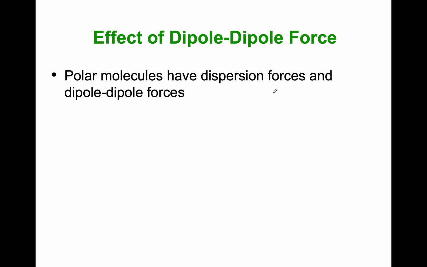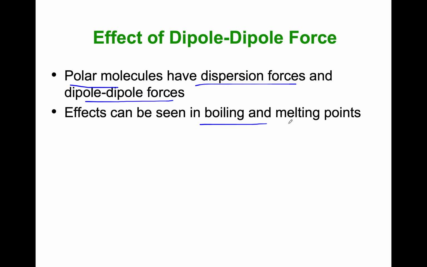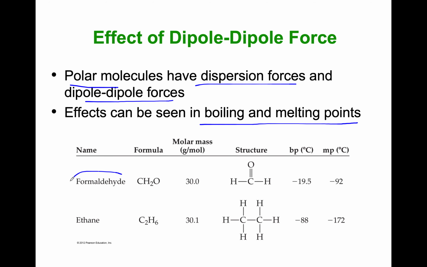So the effect of this, if we're having polar molecules, they both have dispersion forces and dipole-dipole forces. But we can definitely see this in boiling and melting points, just like we saw with the boiling point of the noble gases. Take a look here. This is formaldehyde and ethane. Okay, and if you can see, their mass is relatively the same, 30.0, 30.1.